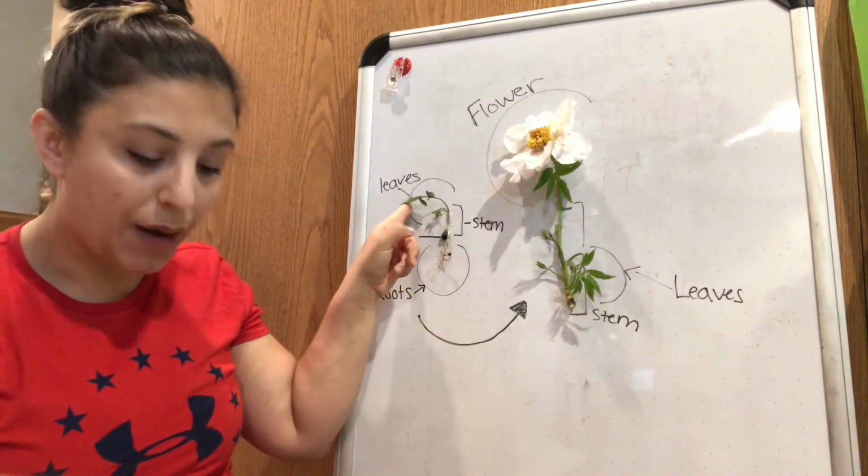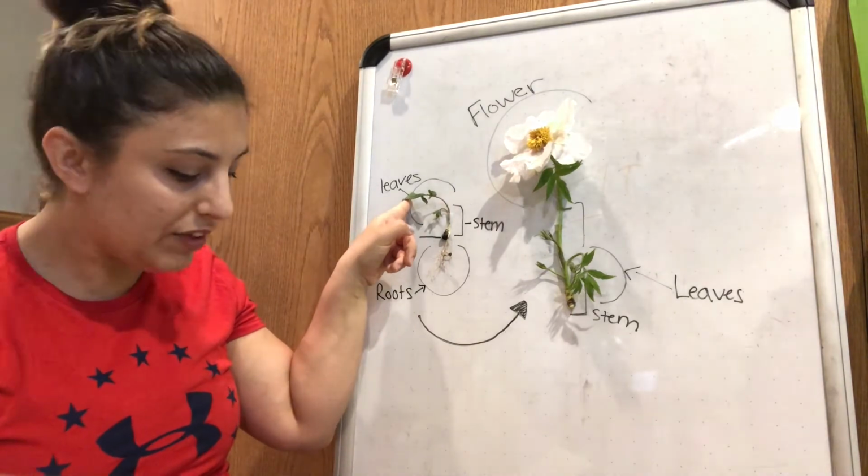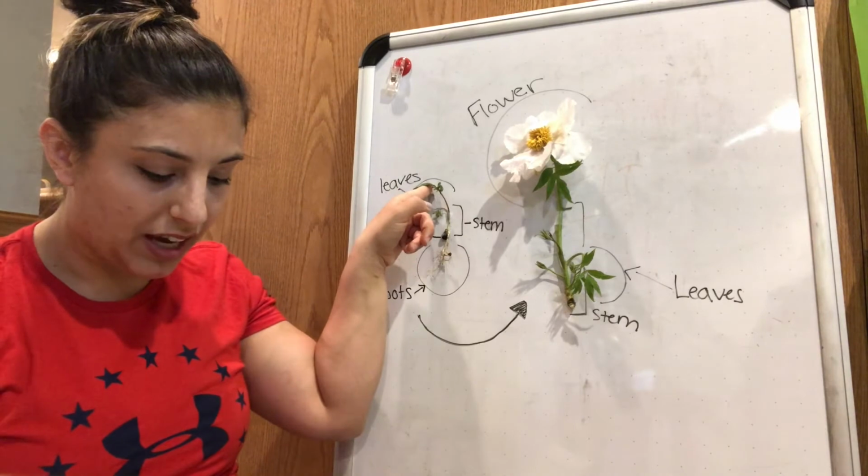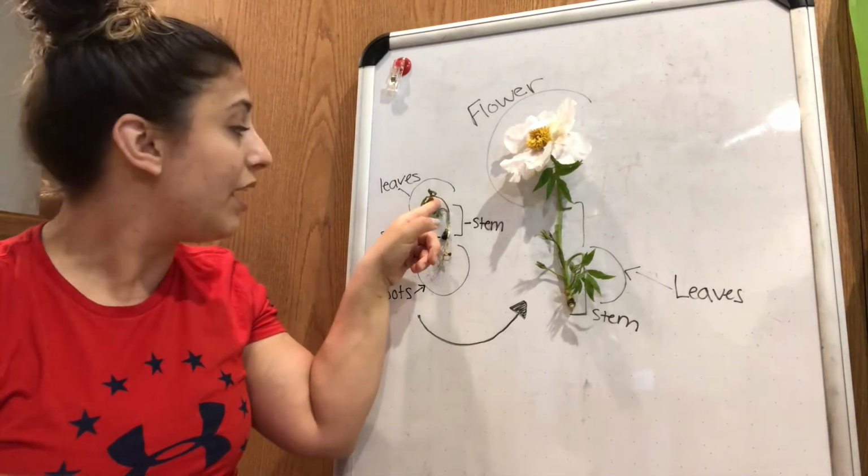The leaves soak up the rays of the sun. The leaves soak up the rays of the sun and help the plant make food.